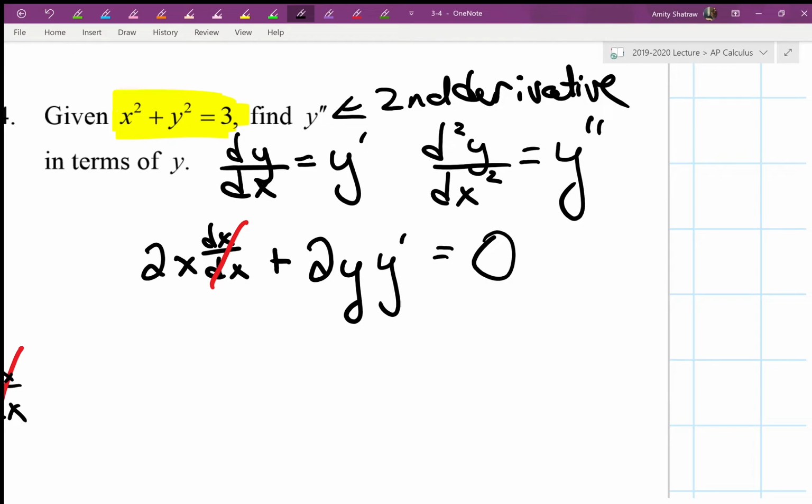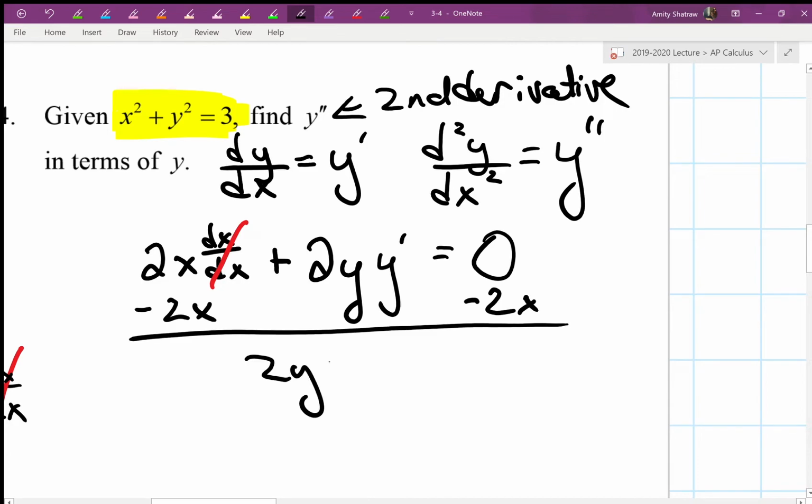Okay, so now I have found a derivative, and I'm thinking, how am I supposed to go about finding the derivative again? Well, just because I use y prime doesn't mean that the process is any different. I would like to isolate my y prime. So I'm going to subtract 2x from both sides, and I'm going to now have 2y times y prime equals negative 2x. I can see that I can divide by my 2y.